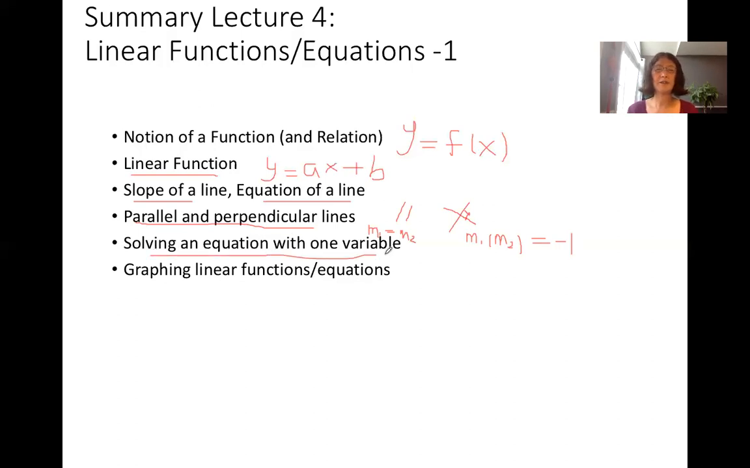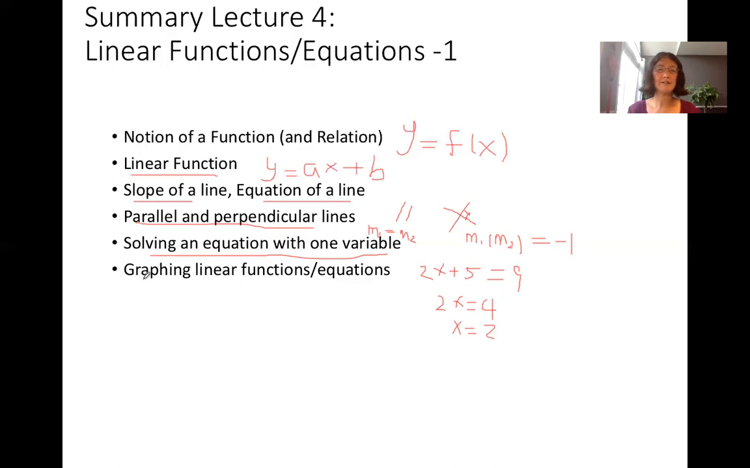Solving an equation with one variable, something like 2x plus 5 equal to 9. Easy job. So 2x equal to 4, x equal to 2. This is solving an equation.